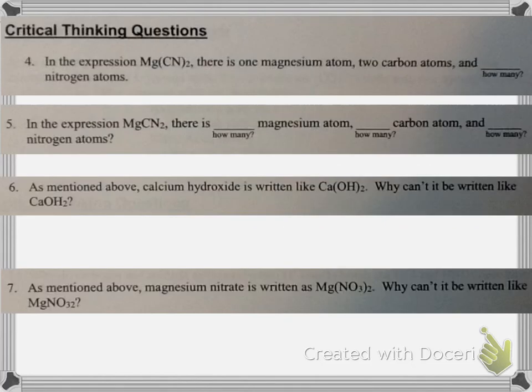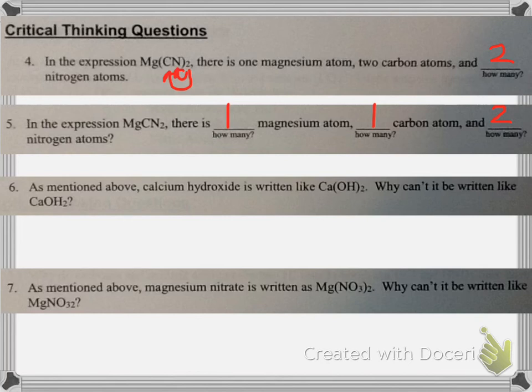In the expression Mg parentheses CN2, there is 1 magnesium atom, 2 carbon atoms, and 2 nitrogen atoms. So this subscript applies to both of the atoms inside those parentheses. Number 5, in the expression MgCN2, there is 1 magnesium atom, 1 carbon atom, and 2 nitrogen atoms.